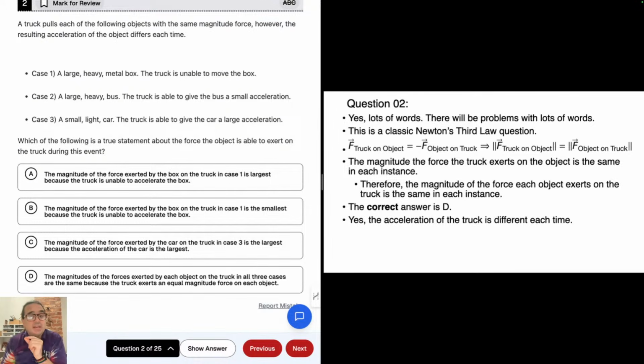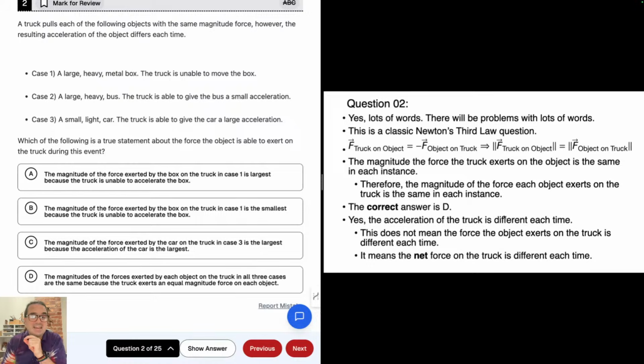Now, the acceleration of the truck is different each time, but that does not mean that the force the object exerts on the truck is different each time. It means that the net force on the truck is different each time, not the force that the object exerts on the truck. I did get a question, is there friction? It is irrelevant as far as this question is concerned. That'll only affect the net force on the truck. That won't affect the force the object exerts on the truck.